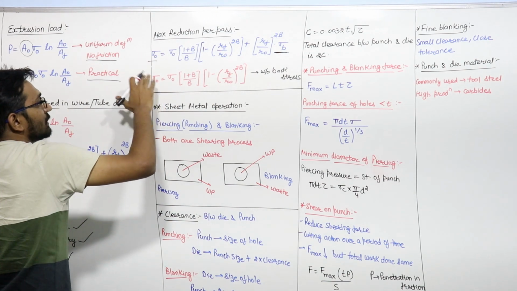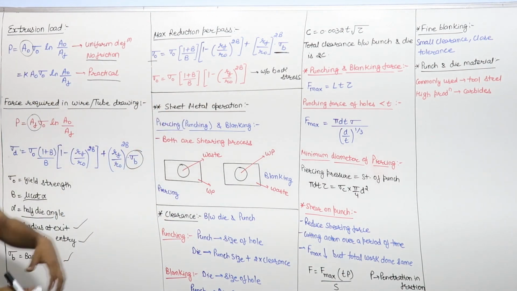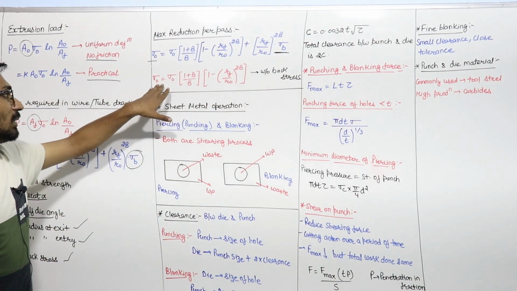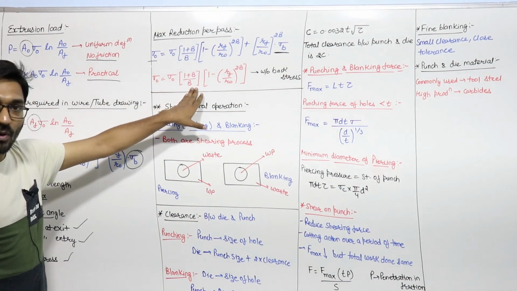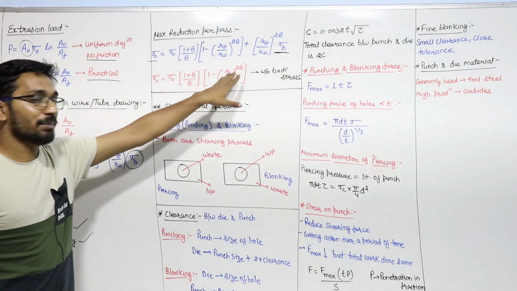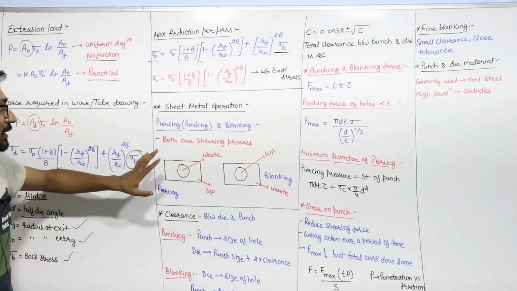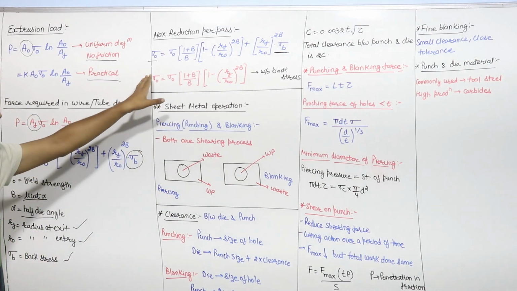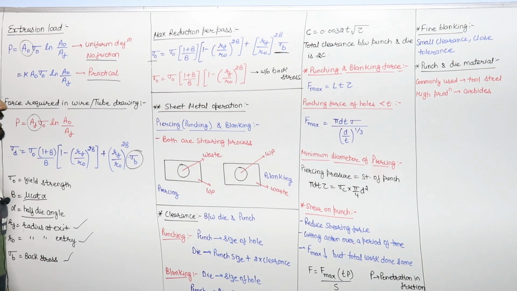That means the maximum reduction per pass is given by sigma naught equals sigma naught into (1 plus B) upon B into [1 minus (RF upon R naught) raised to the power 2B], right? And B is mu cot alpha. So from here you will be able to get the maximum reduction per pass.